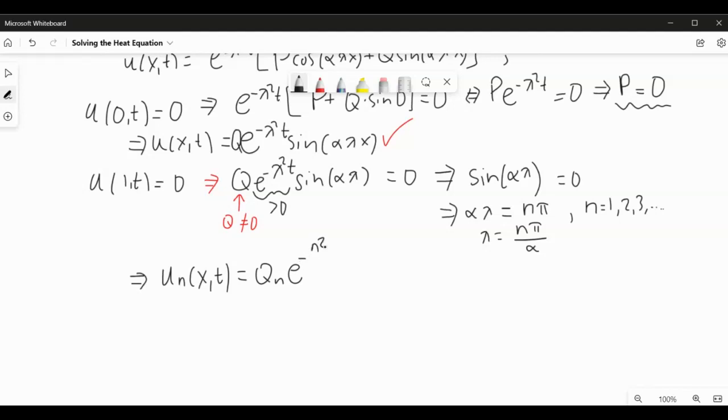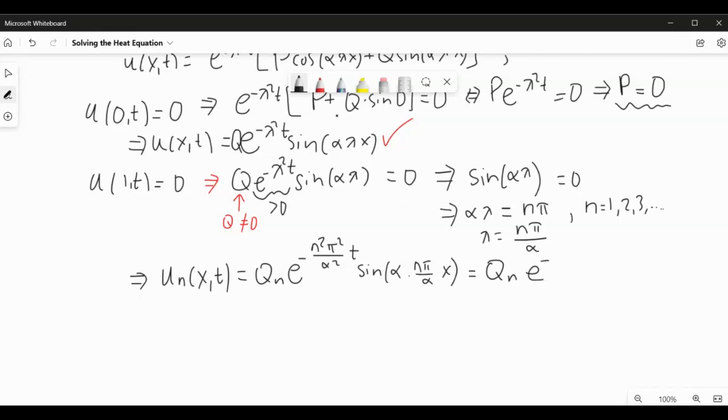We have n squared pi squared over alpha squared t, and then we have a sine of alpha times lambda. Lambda is equal to n pi over alpha, so n pi over alpha, and then there's an x here. And this will simply be equal to q n times e to the negative.